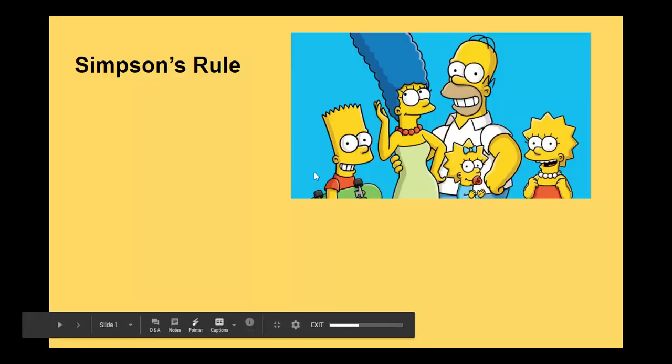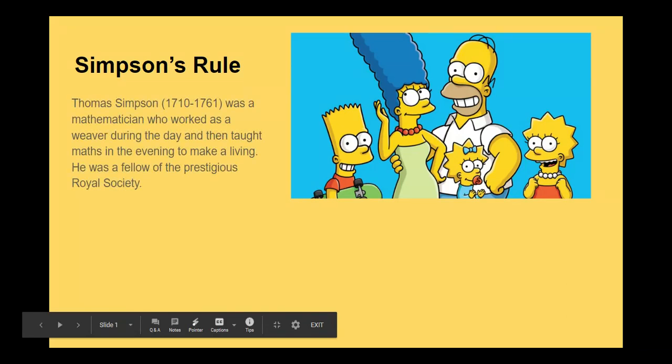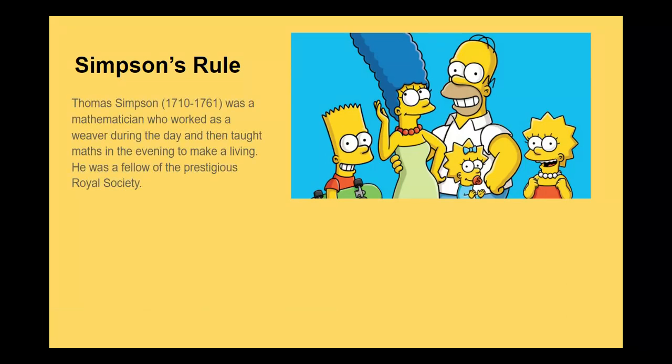Today we're going to learn about using Simpson's rule. Simpson's rule is a rule to approximate the area under a graph, and it's named after a guy called Thomas Simpson. Nothing to do with the family from Springfield, but hopefully that's a nice attractive visual to start off with.